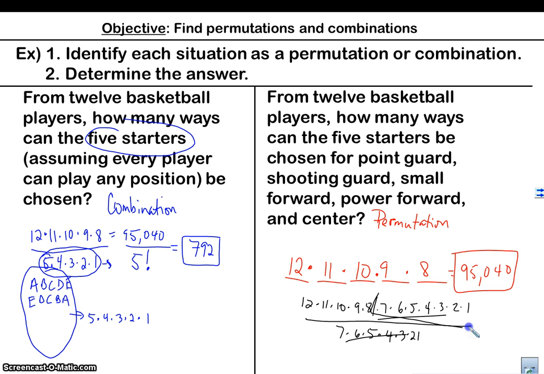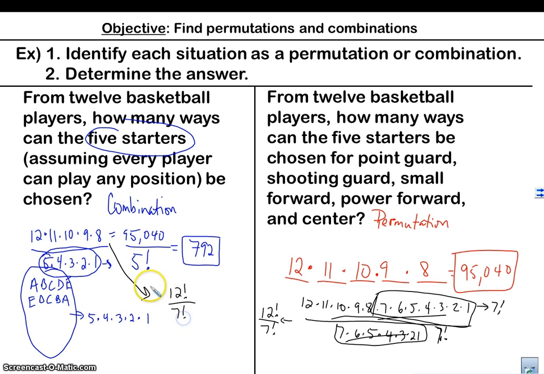If you notice this right here, what's that? 7. That's 7 factorial. And right here, that is 7 factorial. So I would divide out 7 factorial. So I'm really doing 12 factorial divided by 7 factorial, right? Because then it divides those out. And this right here, I'm doing the permutation, which I got over there, 12 factorial divided by 7 factorial. And I'm dividing it by 5 factorial.